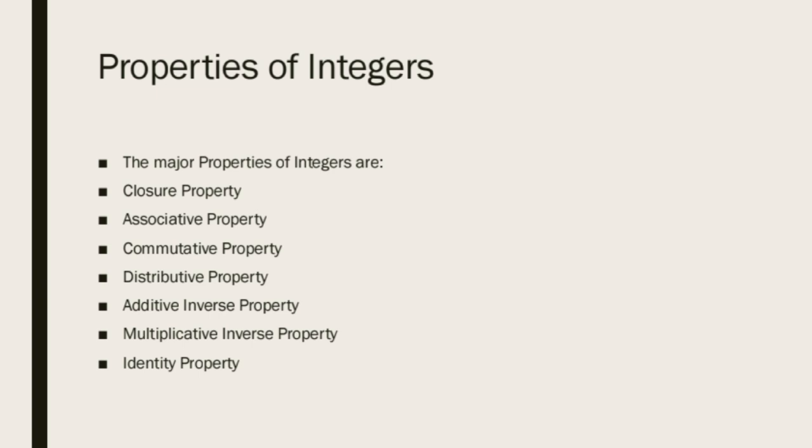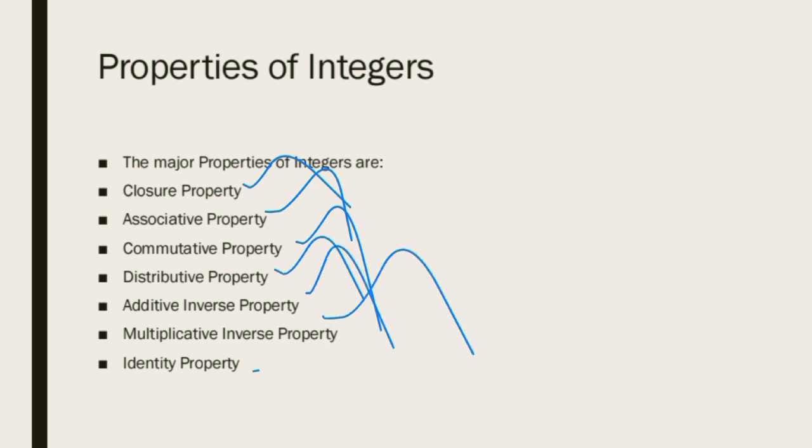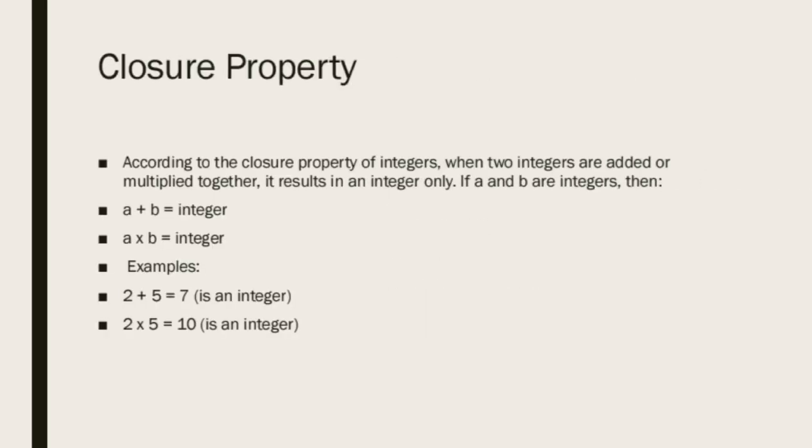Properties of integers. The major properties of integers are closure property, associative property, commutative property, distributive property, additive inverse property, multiplicative inverse property, identity property. Closure property. According to the closure property of integers, when two integers are added or multiplied together, it results in an integer only.